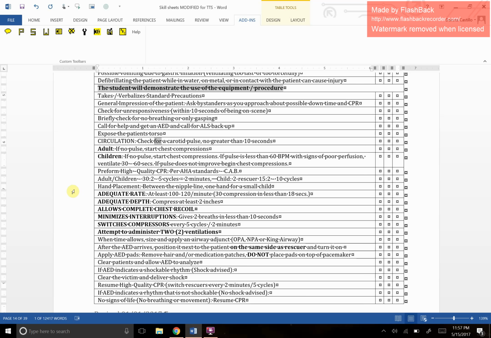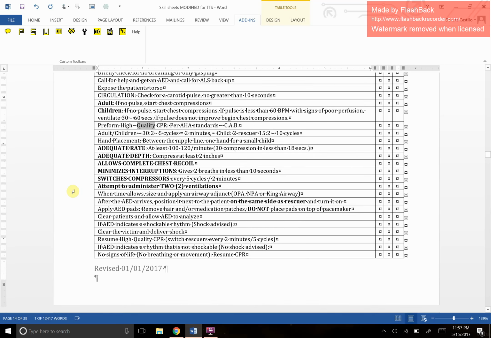Circulation, check for a carotid pulse, no greater than 10 seconds. Adult, if no pulse, start chest compressions. Children, if no pulse, start chest compressions. If pulse is less than 60 bpm with signs of poor perfusion, ventilate 30-60 seconds. If pulse does not improve, begin chest compressions.